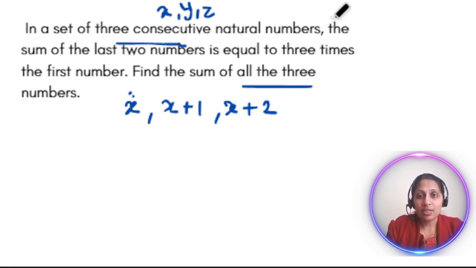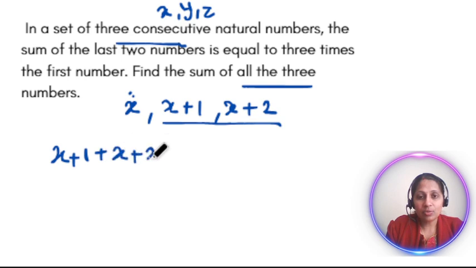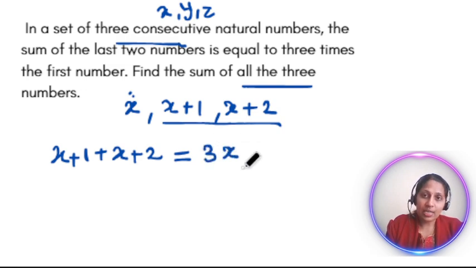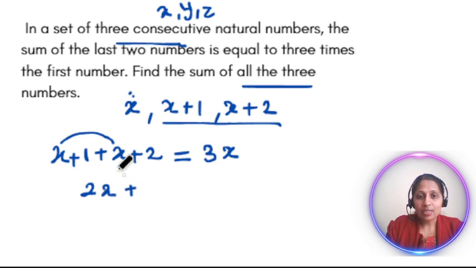Now the statement, the sum of the last two numbers. The last two numbers are the two bigger numbers, right? So the sum of these two, which is x plus 1 plus x plus 2, is equal to 3 times your first number, which is x. So now add the like terms. x plus x gives you 2x, plus, add the like terms again, 1 plus 2 is 3, equals 3x.